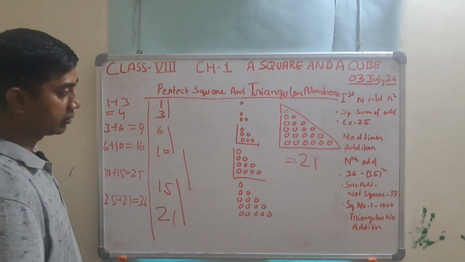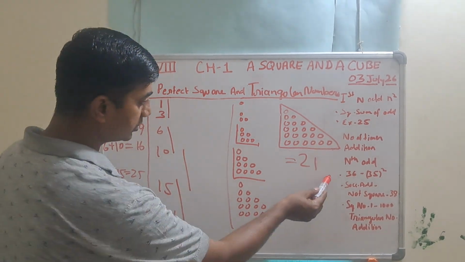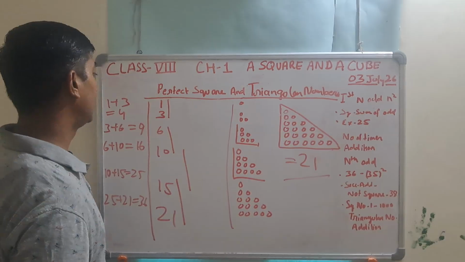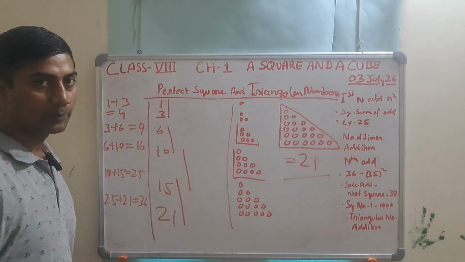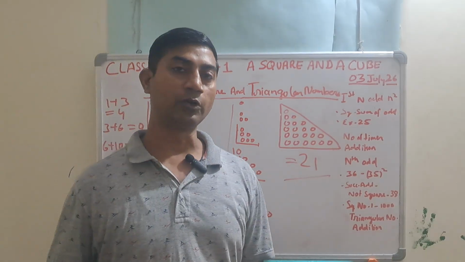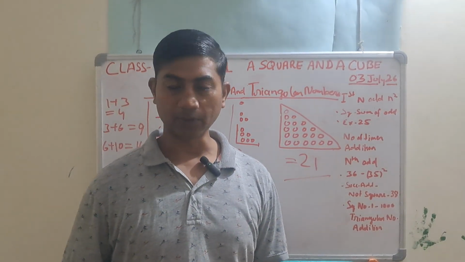And how will you find the triangular number? You have seen like this. And this is the relation of how triangular numbers are related to perfect squares. I repeat again, addition of two consecutive triangular numbers will give you a perfect square.